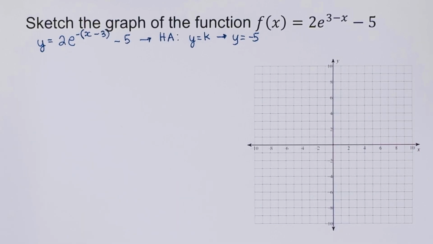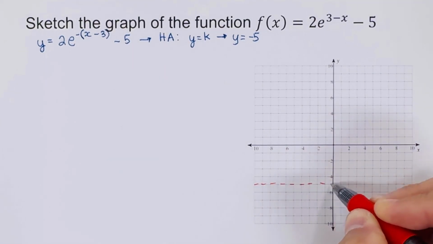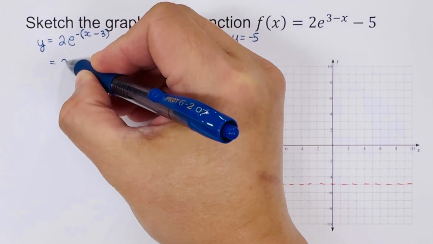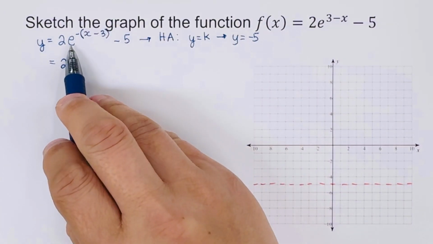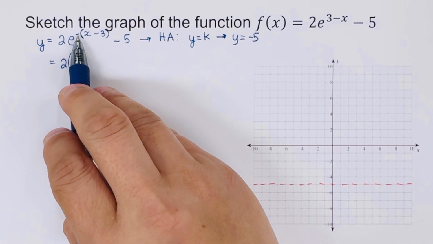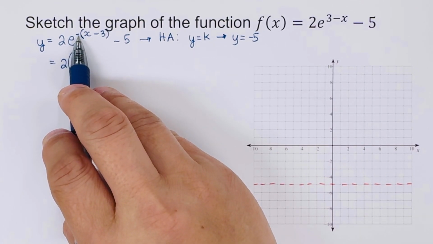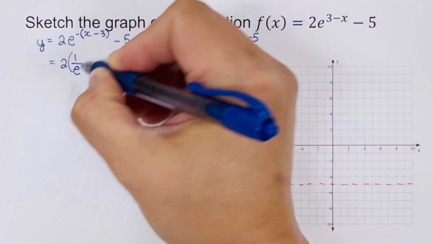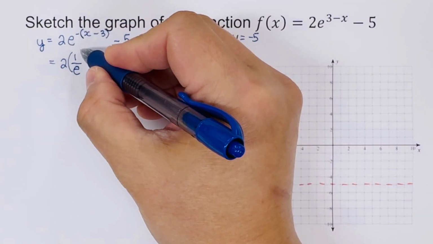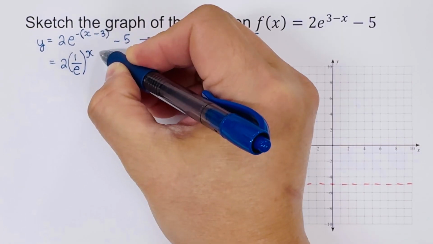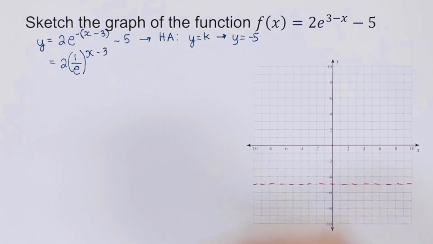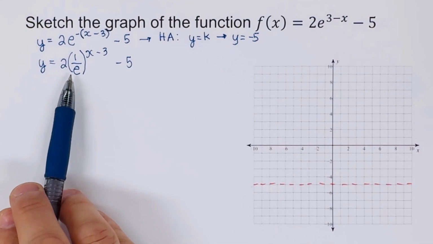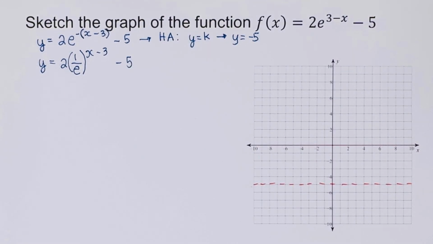So we can go ahead and sketch the horizontal asymptote. Now notice that this equation can be written as 2 times, since this is e to the exponent of -1, because there's an invisible 1 right there, I can go ahead and write that as 1 over e. So that represents e to the -1. And then let's raise to the power x minus 3. And we also have minus 5. So this will be the equation that we're going to use to complete the table of values.